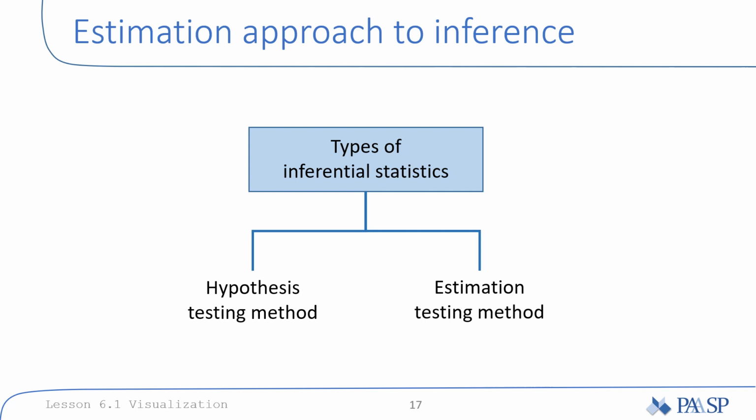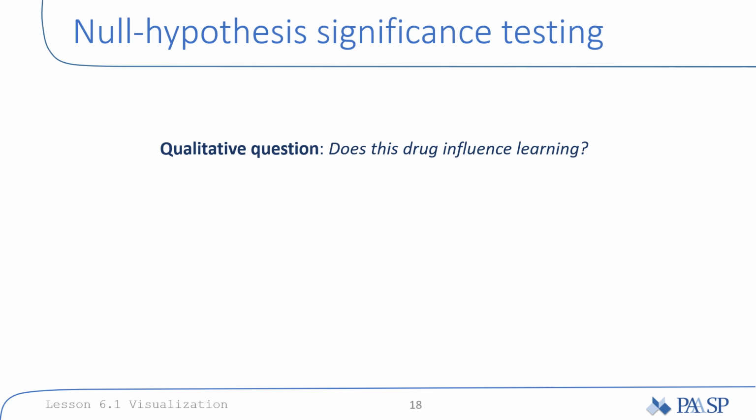We can either test hypotheses about experimental parameters, or we can estimate these population parameters. We have talked about hypothesis significance testing before, and we will now introduce the estimation approach to inference process and compare it to the NHST method. Currently, most scientists approach inference through null hypothesis significance testing.